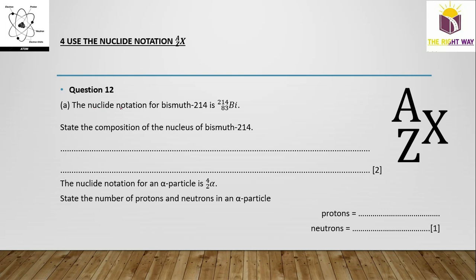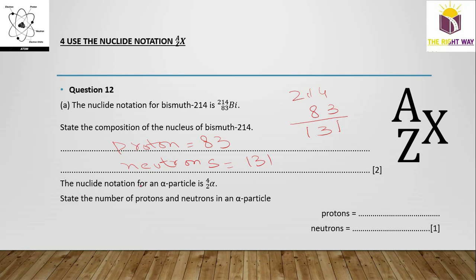Okay, theory question. The nuclide notation for bismuth is 214, 83. State the composition of the nucleus of bismuth. The bismuth nucleus contains protons equal to 83. The lower number, 83, is your proton number. Now 214, 83 must be subtracted. 4 minus 3 is 1, and 21 minus 8, we carry 1, 11 minus 8 is 3, so 131. So neutrons are equal to 131. It has 131 neutrons and 83 protons.